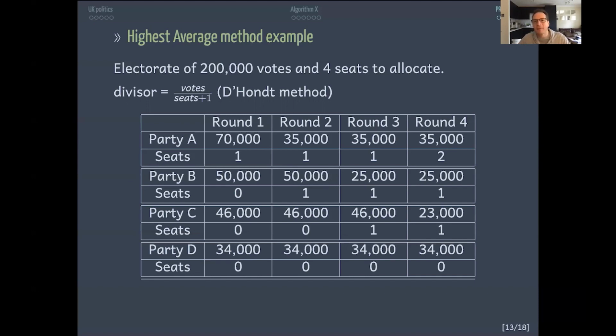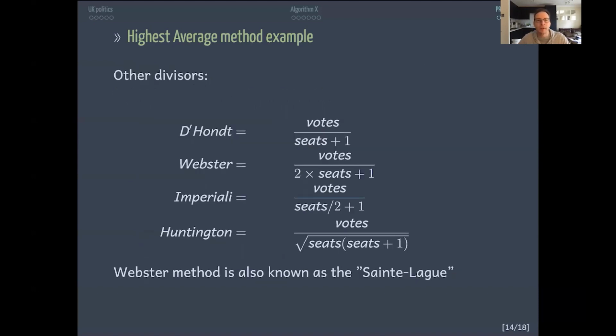There are more methods than just the d'Hondt method. We've got the Webster method, which is also known as the Sainte-Laguë method, and here after each round we divide votes by twice the number of seats plus 1. There are also the Imperiali and the Huntington methods, which don't divide the highest vote count as aggressively as either the d'Hondt or Webster methods.